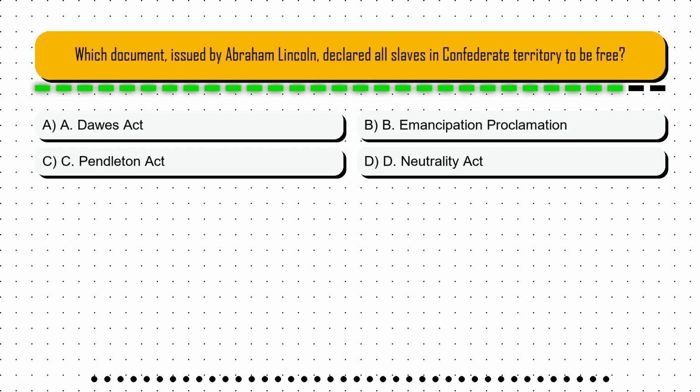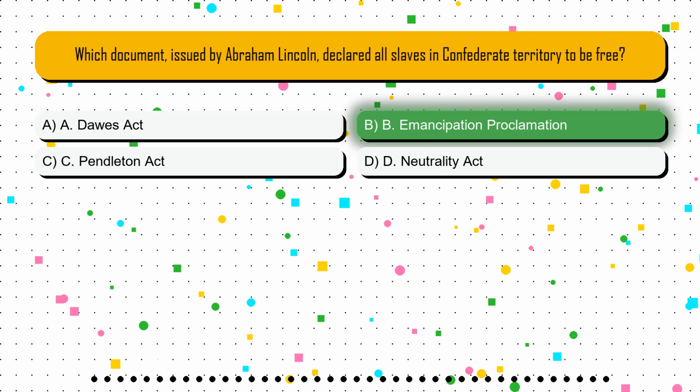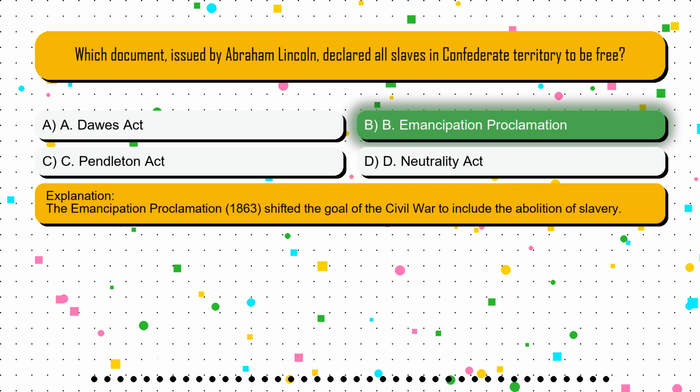Question 35. Which document, issued by Abraham Lincoln, declared all slaves in Confederate territory to be free? Option A, Dawes Act. Option B, Emancipation Proclamation. Option C, Pendleton Act. Option D, Neutrality Act. The correct answer is option B, Emancipation Proclamation. The Emancipation Proclamation, 1863, shifted the goal of the Civil War to include the abolition of slavery.